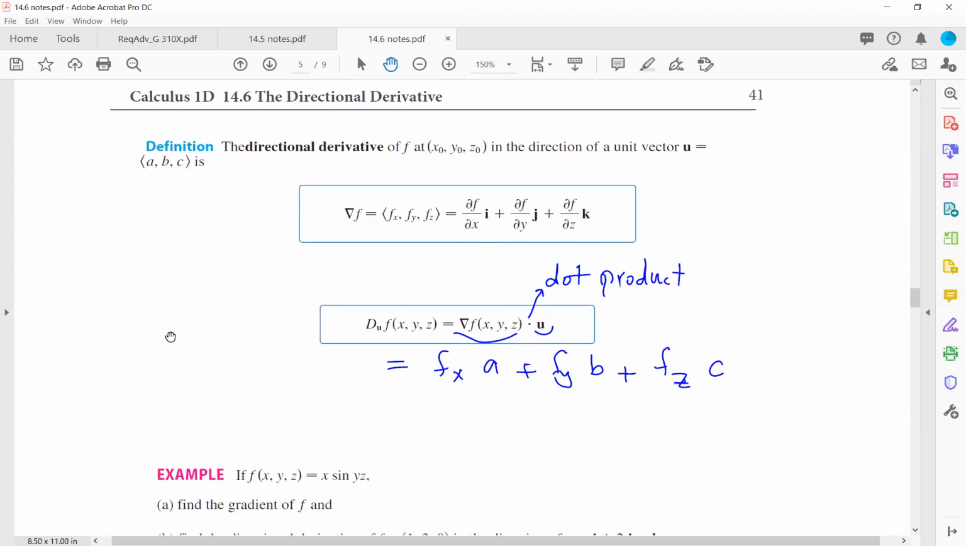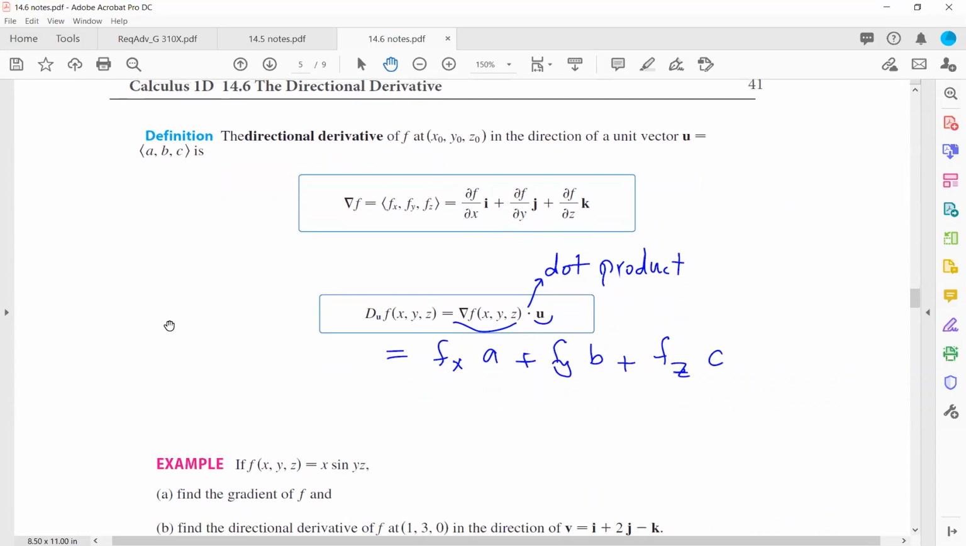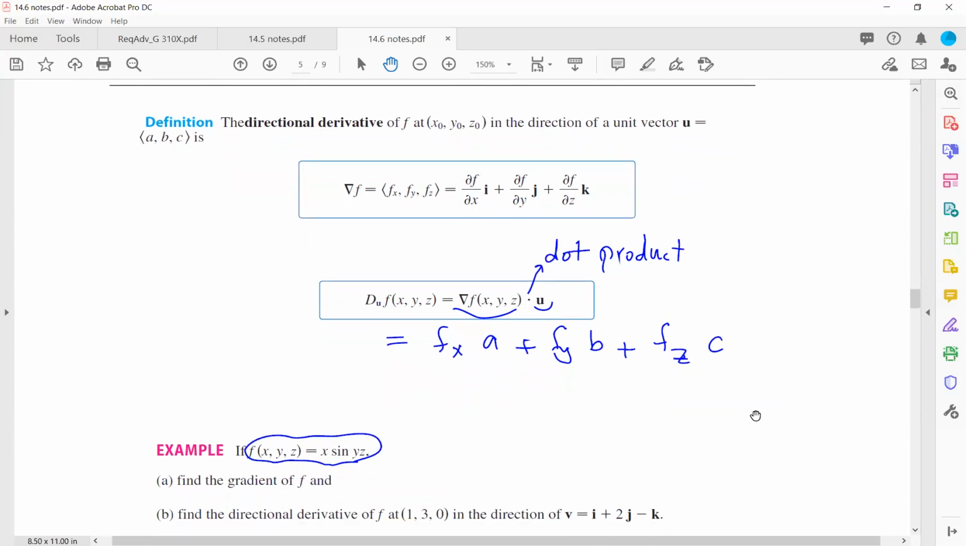Let us look at one example. Suppose the function f of x, y, z is defined as x times sine yz. Find the gradient of the function. Okay, gradient is not that hard.